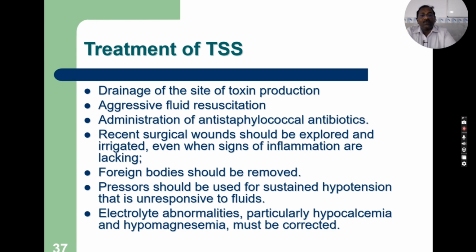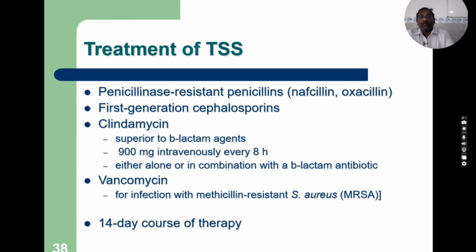Pressors should be used for sustained hypotension that is unresponsive to your IV fluids. And electrolyte abnormalities, especially hypocalcemia and hypomagnesemia, must be corrected. So the picture is IV fluids, good antibiotics, and correction of the electrolytes. Penicillinase-resistant penicillins like oxacillin and first generation cephalosporins are very, very effective.